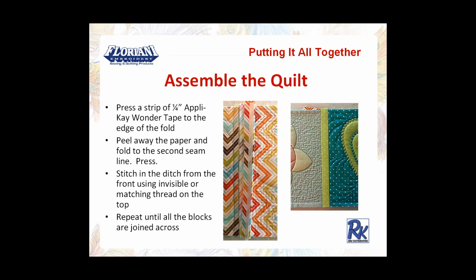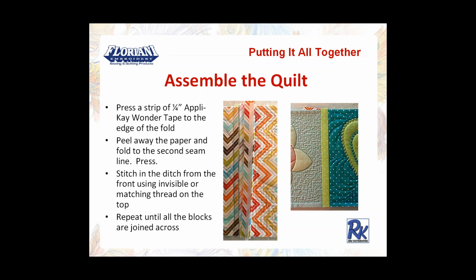Next, you want to take a piece of applique Wonder Tape and stick it down to the edge of that fold. So it's going to be on the folded edge, right on the outside, the way it's positioned here. You want to peel away the paper, and then fold it over to the second seam line and finger press it in place. If you want, you can press it with the iron to give it a little bit better hold.